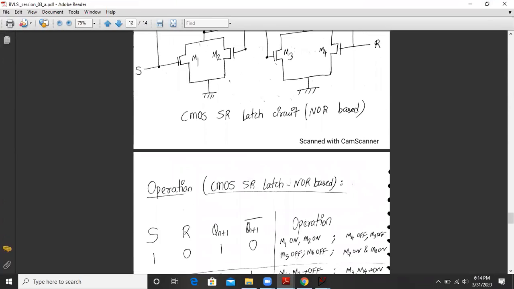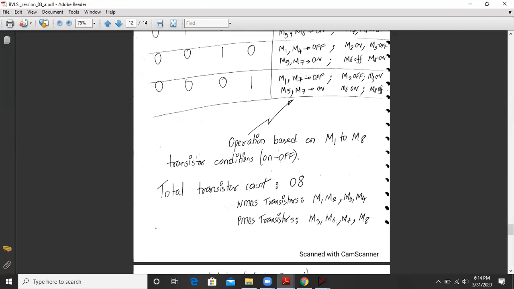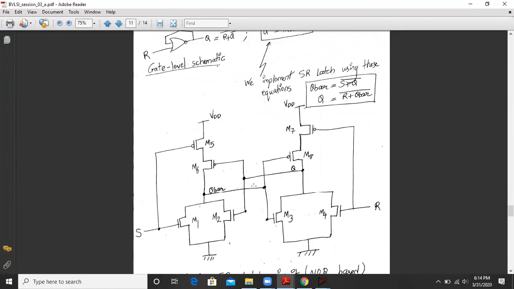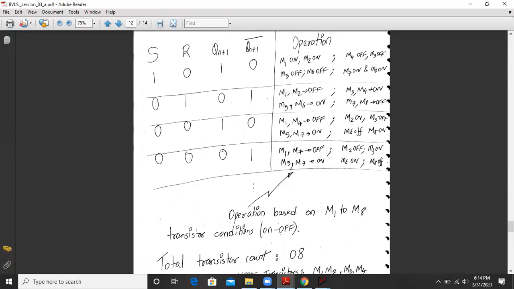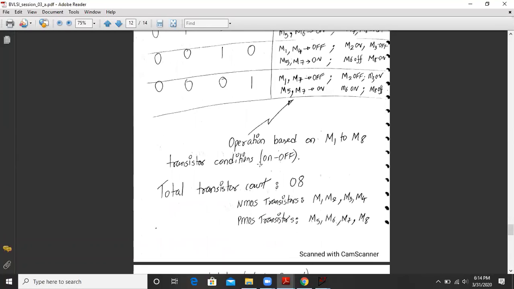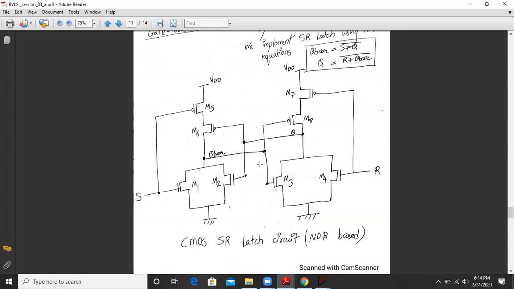We can have a look at the circuit functionality once more. It's always a good habit to write the total transistor count. Just now we have seen the LTspice functionality of the circuit, and we have verified this indeed works as a CMOS SR latch, NOR based design.